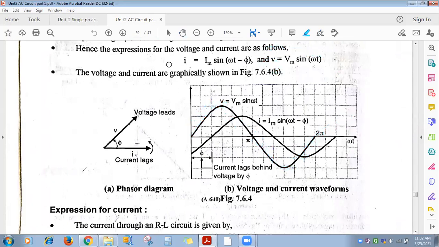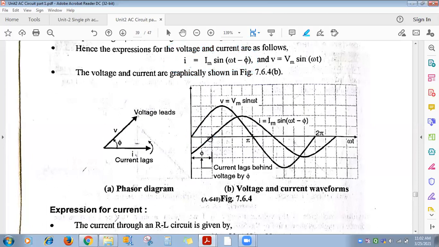What about the current equation we got for series RL? i equals Im sin of omega t minus phi, where phi is between 0 and 90 degrees. It will never be 0 degrees, and it will never be 90 degrees for series RL. So see the phi angle, and current is lagging. Can you draw this waveform? Everyone got this waveform?